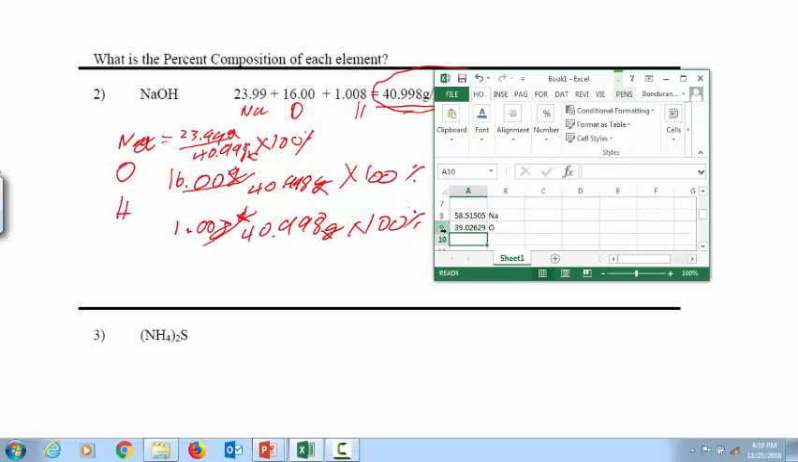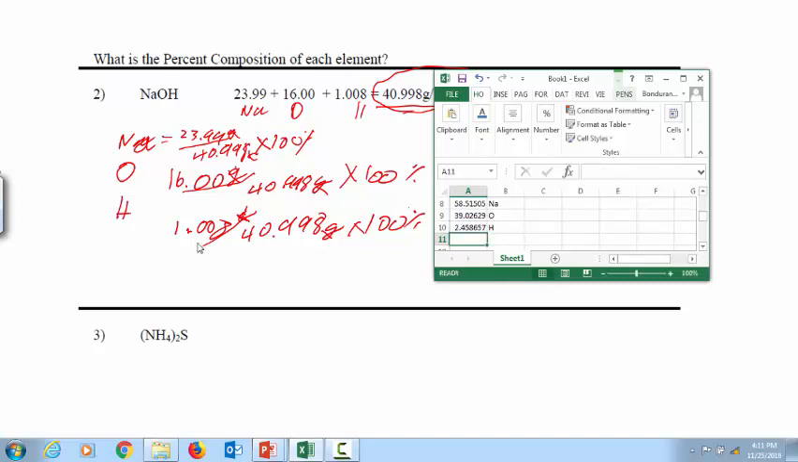And that is oxygen, 39.02% oxygen. And now for hydrogen, equals 1.008 divided by this value times 100.